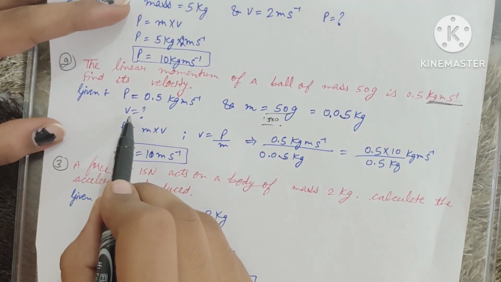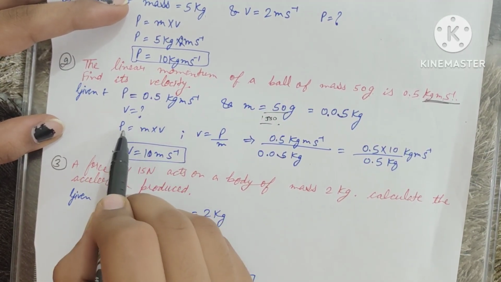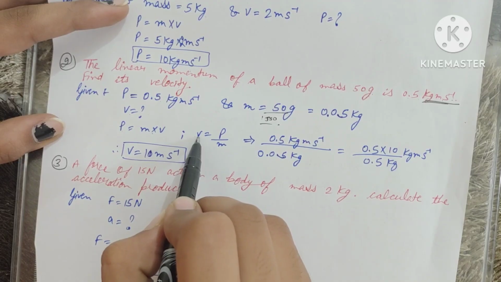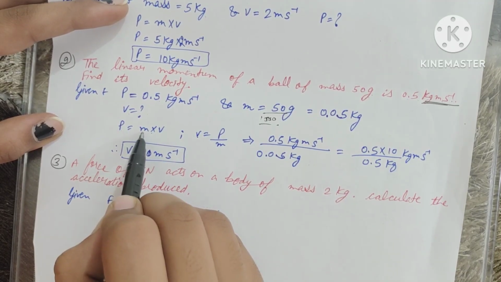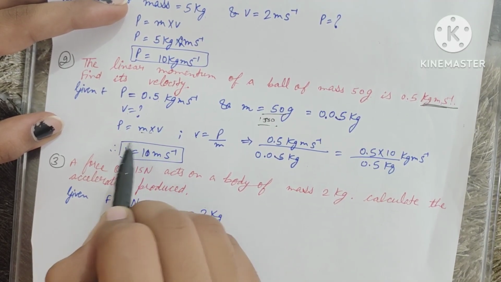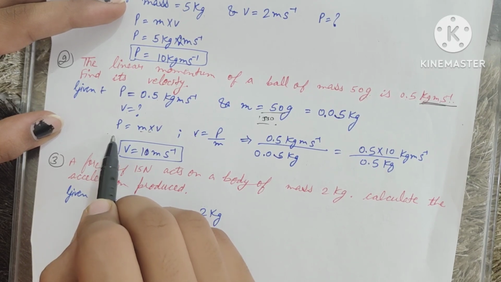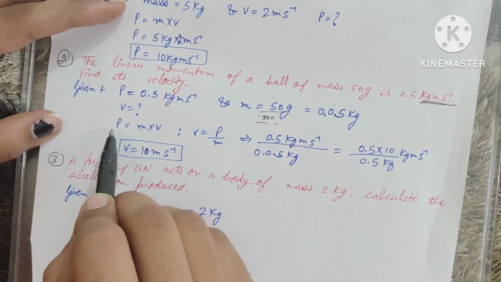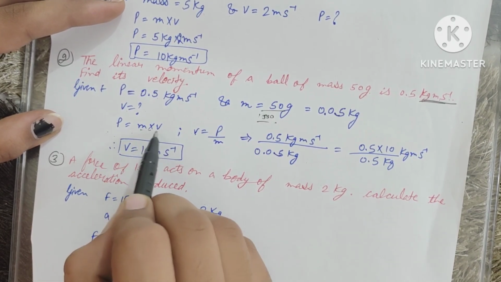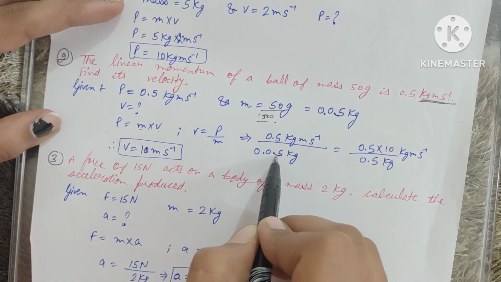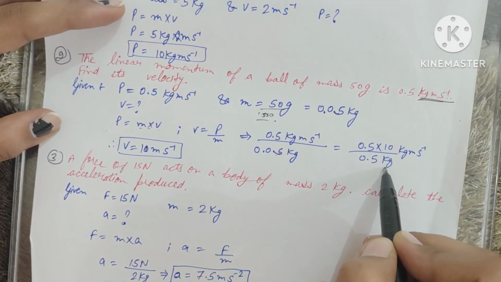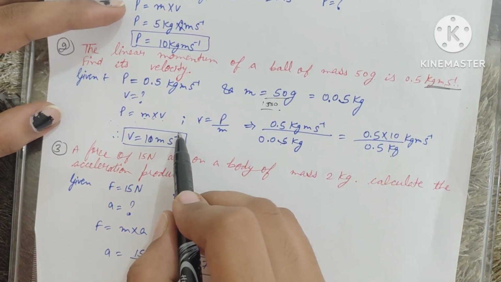Then just simply fill the values of P and M. You can get the value of V. M is in the form of multiplication here. It will go to the other side of equals to and will come in the form of division. So P divided by M is equals to V. We filled the values. After that simplify it, you will get your answer.